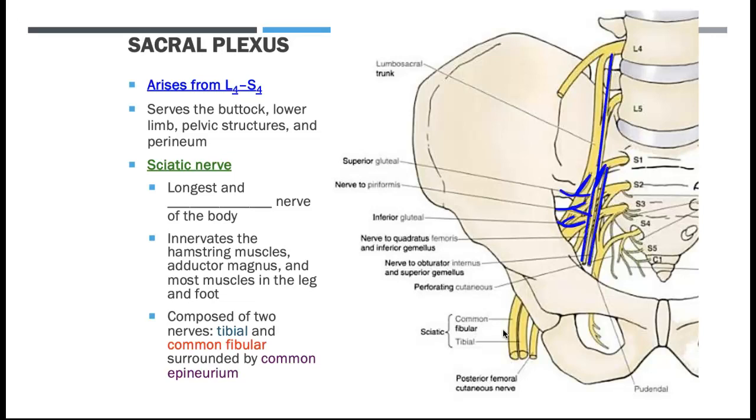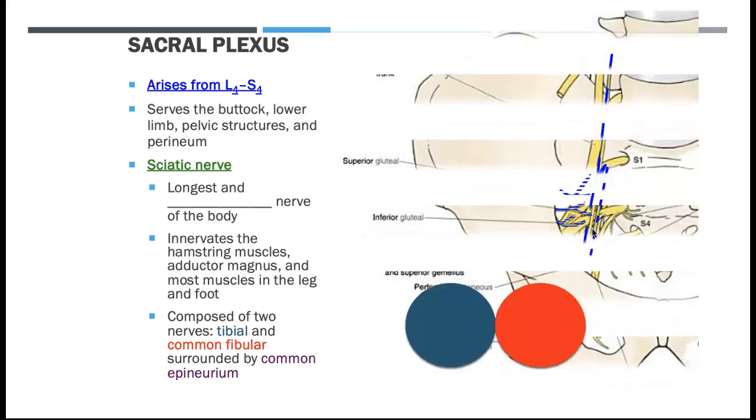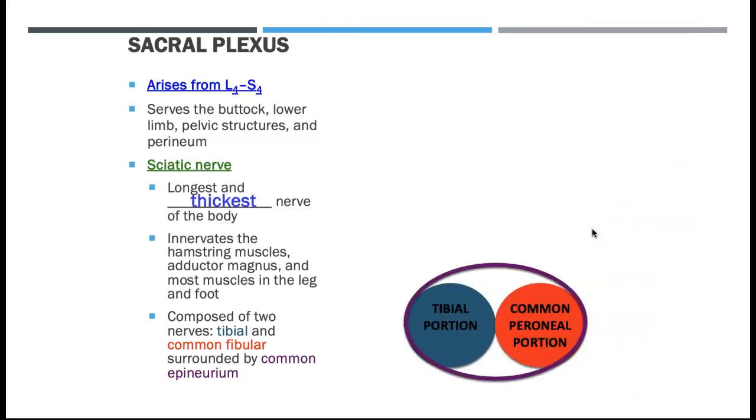Then we've got our sacral plexus, which is going to arise from L4 all the way down to S4, and it'll serve to supply the buttock area, the rest of our lower limb and pelvic structures, and the perineum. Now we've talked about the sciatic nerve just a little bit, how it's made up of the common fibular nerve and tibial nerve. It is our longest and thickest nerve of the body and will innervate the hamstring muscles, which we find on the posterior thigh, adductor magnus, and most of the muscles in our leg and foot.